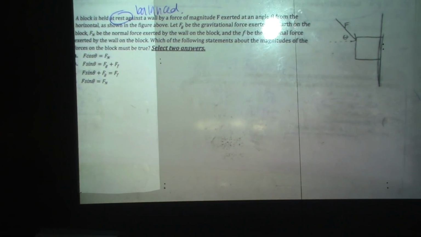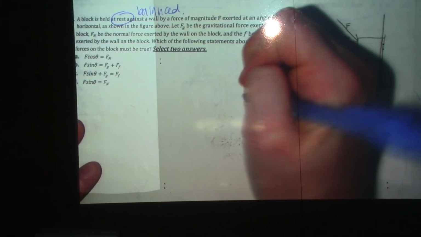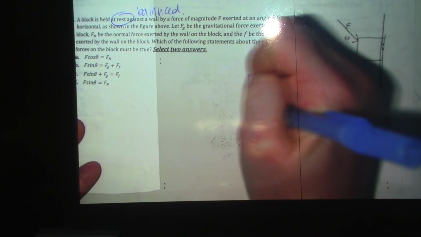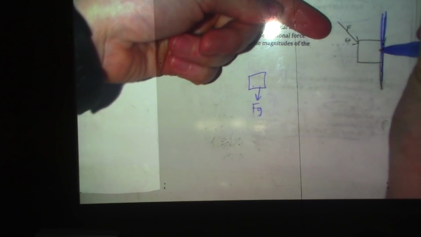17, a block is held at rest. So again, rest means balanced forces. We've got a force F exerted at an angle theta as shown. Fg is the gravitational force, Fn is the normal, Ff is the friction force. What do we know about the forces? So free body diagram, Fg, that's an easy one, Fg. Here, the surface is going to provide the normal force. The surface is pushing out, so this would be my Fn.